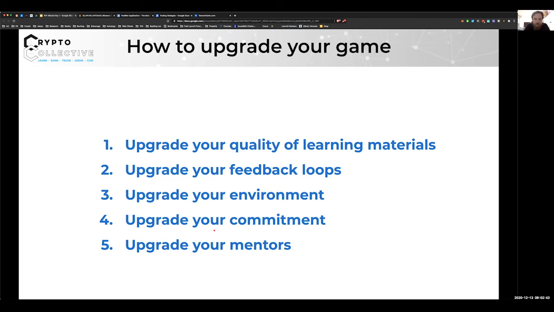Number four, upgrade your commitment. There's no doubt that you can commit to a couple of hours a week and things will work out fine. But the more commitment you can give this, knowing that it is a proven way to grow your wealth, and knowing, hopefully after this download of massive information, you can see the potential that it has, if you can upgrade your commitment, you're only going to get better at it. And then finally, number five brings us to upgrade your mentors.